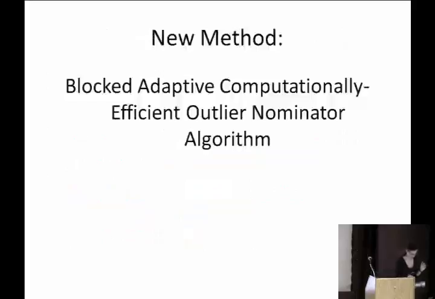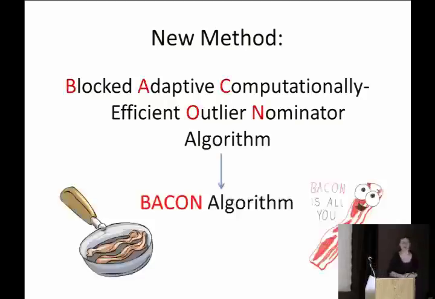All right. My method is called the blocked adaptive computationally efficient outlier nominator algorithm. And since nobody wants to say that more than once in any talk, we gave it a nickname called the BACON algorithm. This is a particularly ironic name, bacon, because it was proposed by my advisor, who happens to be Jewish and doesn't eat pork of any sort.